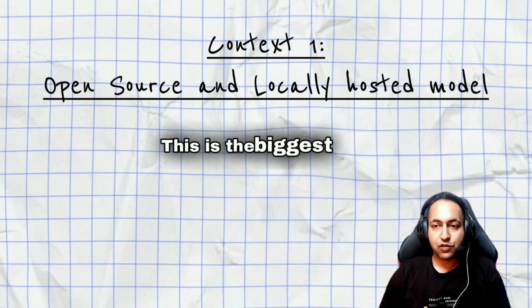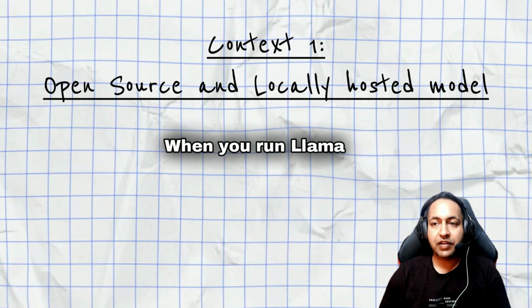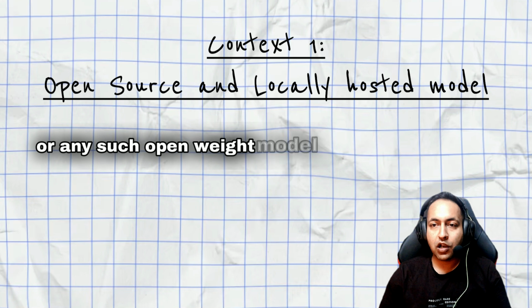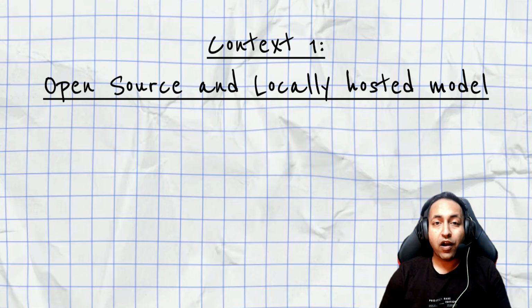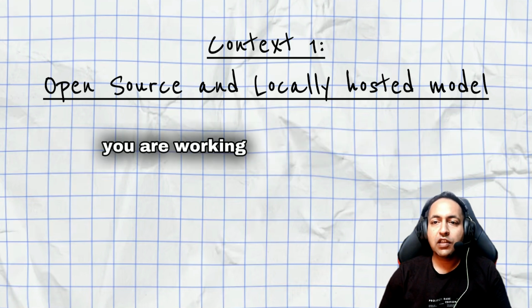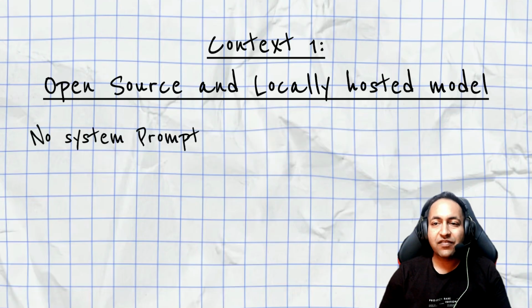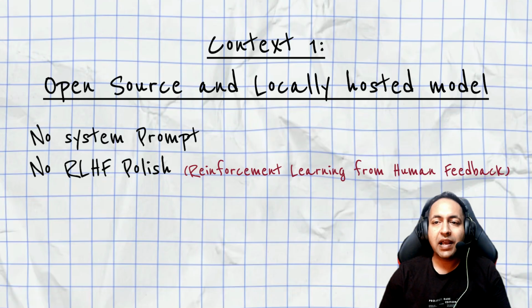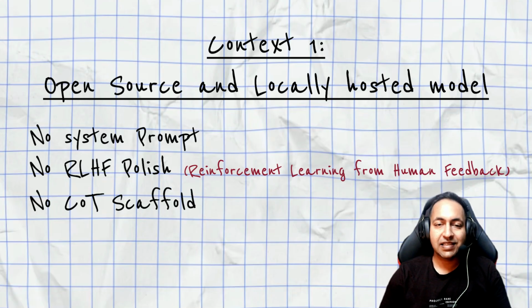The first one is open source and locally hosted models. This is the biggest one. When you run Llama 3, Mistral, or Qwen, or any such open weight model locally using Ollama or LM Studio, you're working with the raw model. There is no invisible system prompt. There is no RLHF polish tuned by a safety team over months. And there is no chain of thought scaffold.